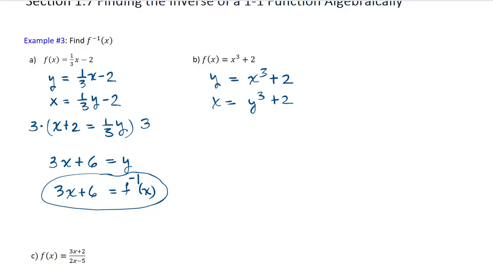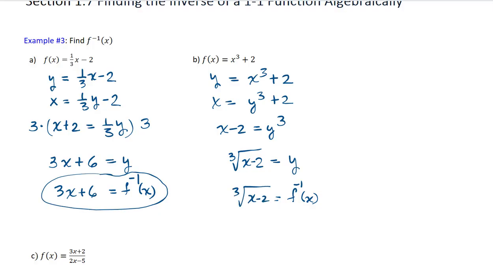and now solve the equation for y. So subtract 2 to both sides. And then to get rid of the third power, we're going to take the cube root of the equation. And now represent the y as the inverse function. And there it is.